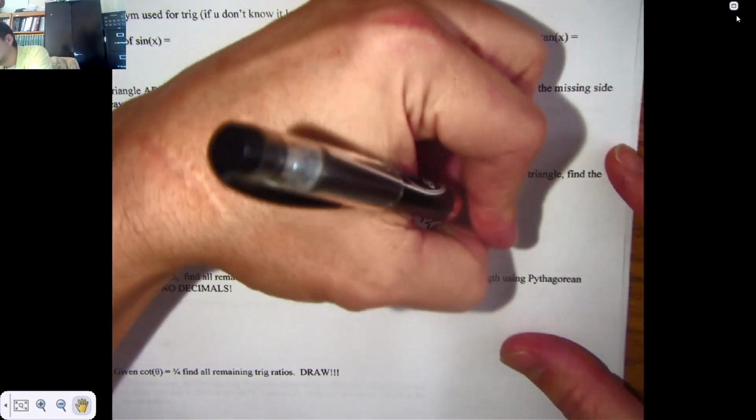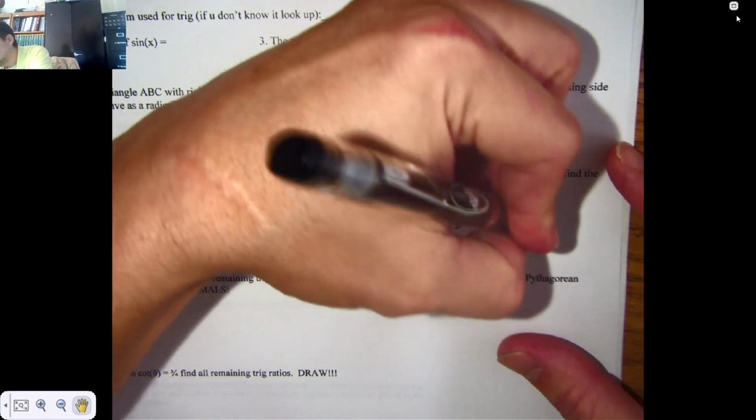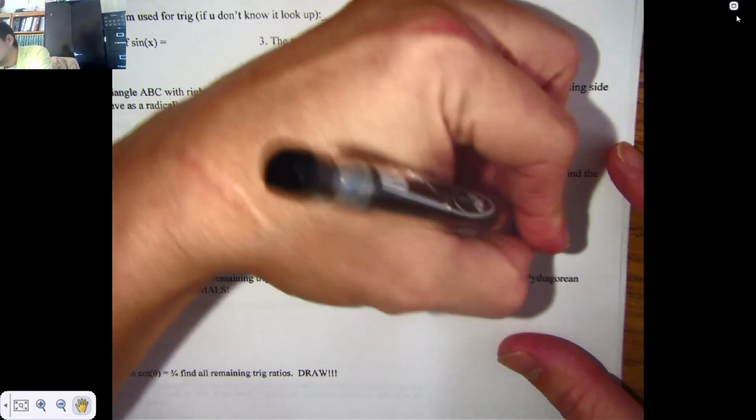The cosecant of angle B, the reciprocal of sine, would be 2 over root 3. We have to rationalize the denominator. So we multiply the top and bottom by root 3. It becomes 2 root 3 over 3.